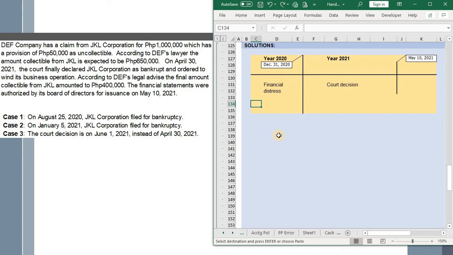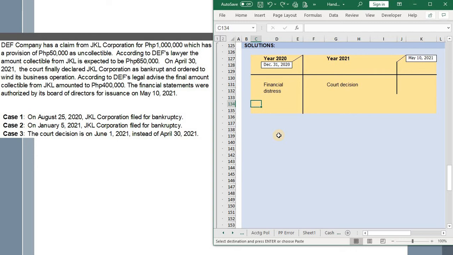How did we determine that JKL Corporation is already in financial distress in 2020? That is because, based on case 1, JKL Corporation filed for bankruptcy on August 25, 2020. There is no other reason for the filing of bankruptcy other than financial distress. Because of this financial distress, the receivable of DEF Company from JKL Corporation should be properly valued in its statement of financial position. That is why we need to record any uncollectible accounts from the claim from JKL Corporation.